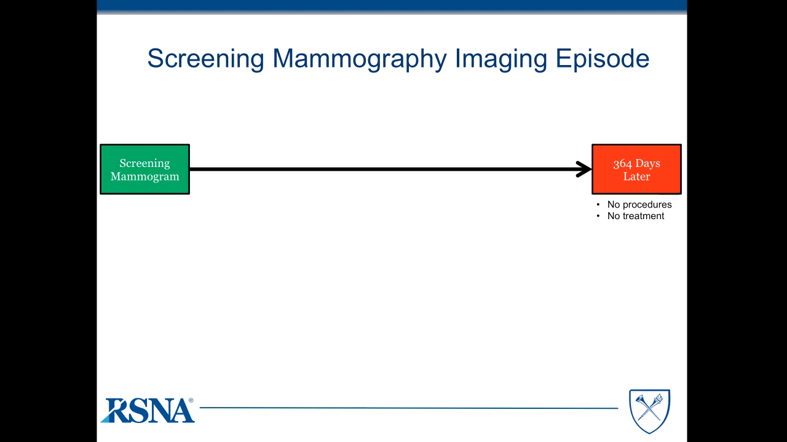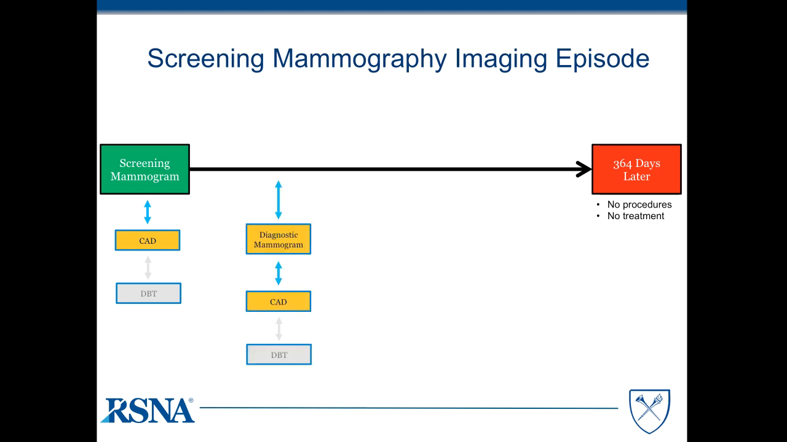So, for a single bundle price that is determined in an actuarial manner, the episode includes all imaging between the green start and the red stop. Whether it's add-ons to the base screener, such as CAD or digital breast tomosynthesis, a follow-up, when necessary, with diagnostic mammography, which might include CAD and/or DBT. It might include ultrasound in some cases, and even in rare cases, MRI.